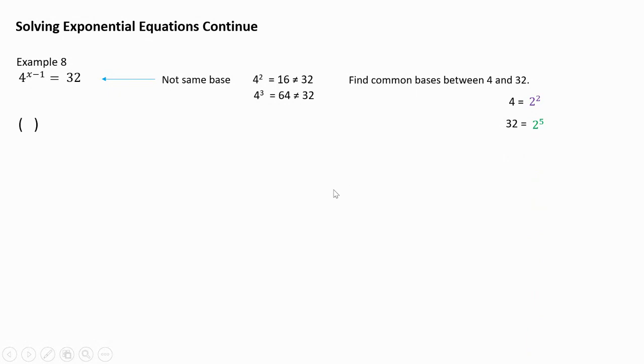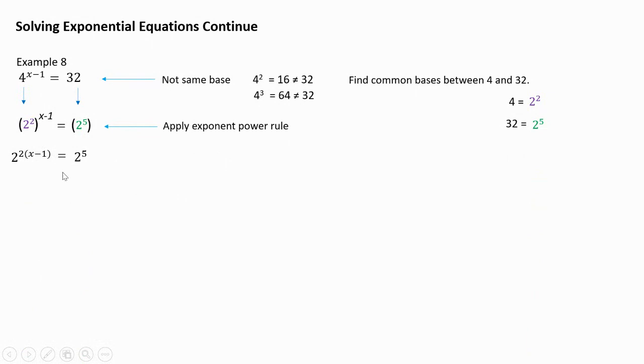So again, I'm going to replace the 4 with 2 squared, and then bring down the exponent x minus 1. And the 32 will be 2 to the 5th power. Now here we're going to apply the distributive property again. This is crucial here, guys, because a lot of students make the mistake of just multiplying 2 times x and then minus 1. This is wrong. You have to bring this rule down, so it's going to be 2 times the whole exponent, which was x minus 1.